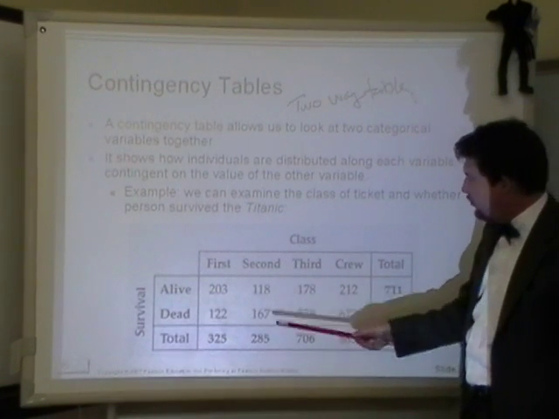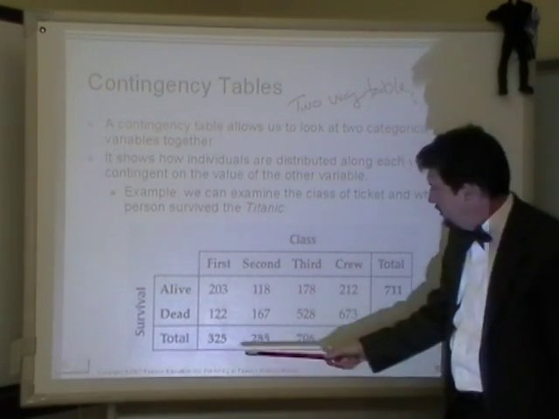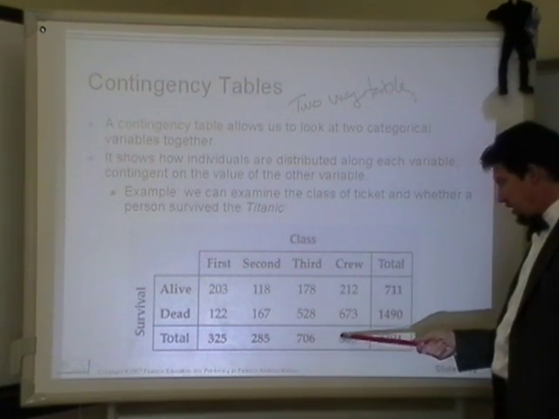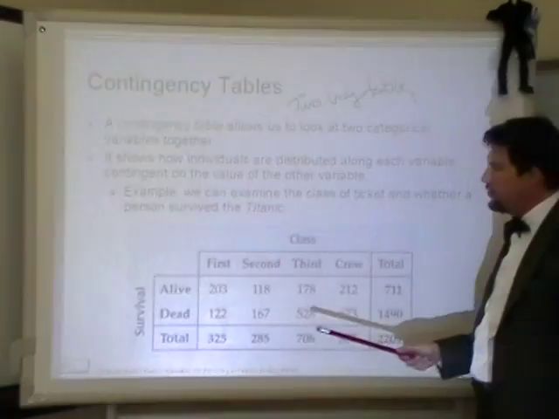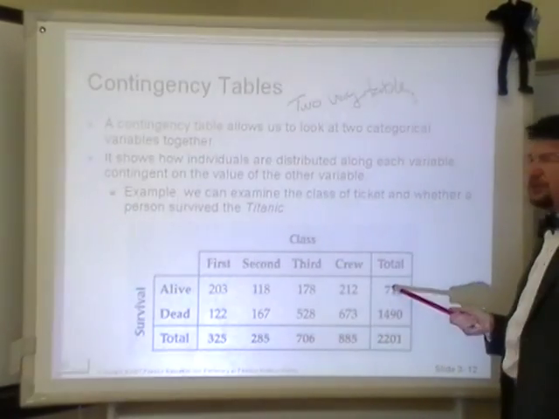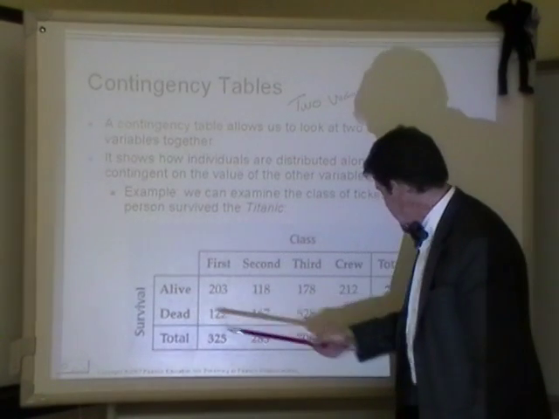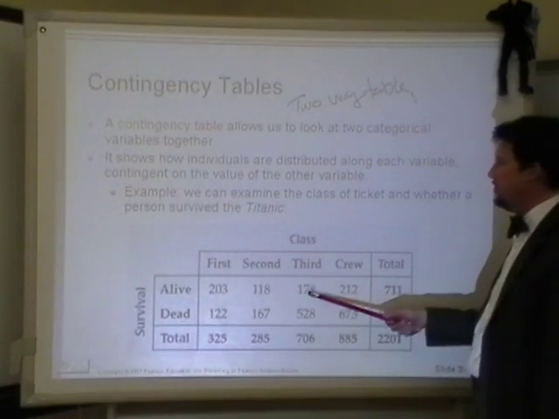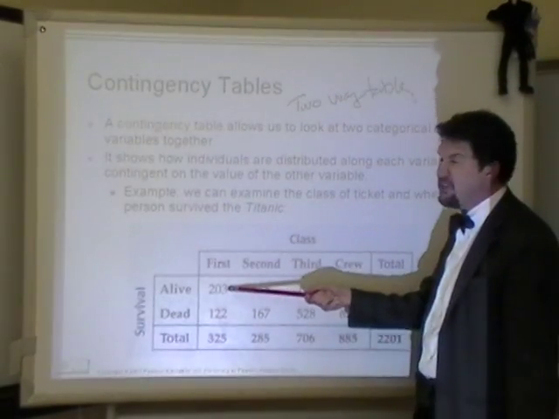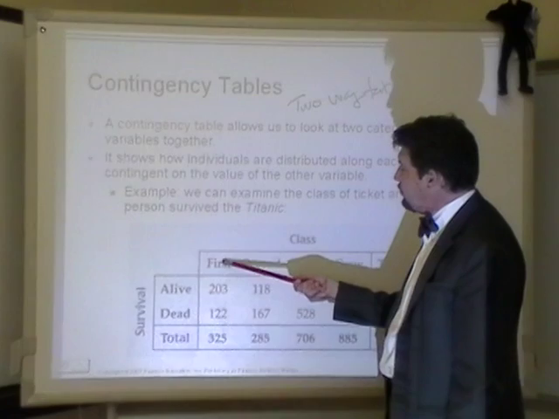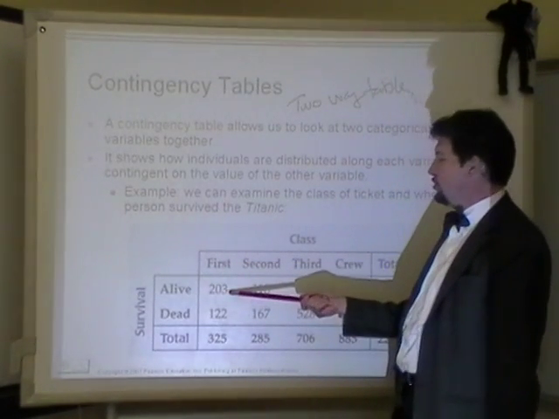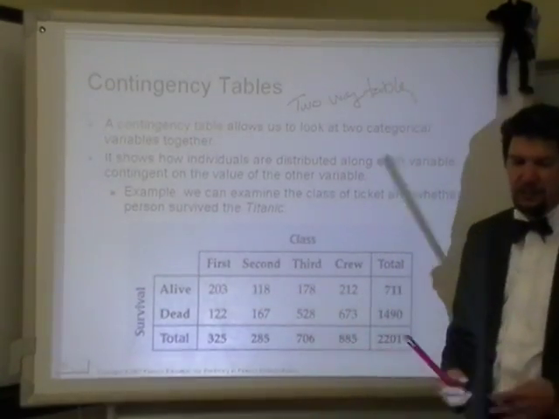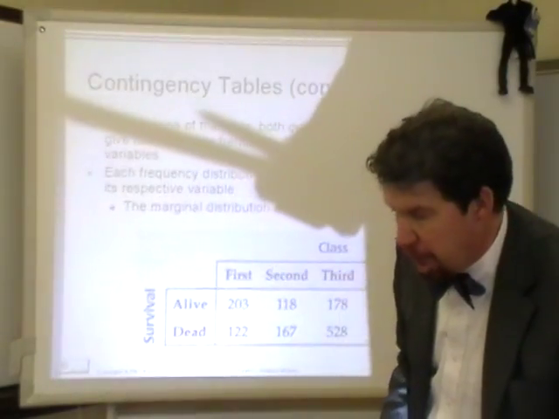And what we can see is, here's the data we had from the frequency table: first class was 325, second class 285, third class 706, crew was 885. But then we've also got how many people survived. 711 people survived the Titanic, and 1,409 people died. And then we've got the interaction of these two groups individually. So what this cell says right here is that those people that were first class and survived, 203. Those people that were first class and died, 122. But that is something that we understand because we've seen tables like this before.